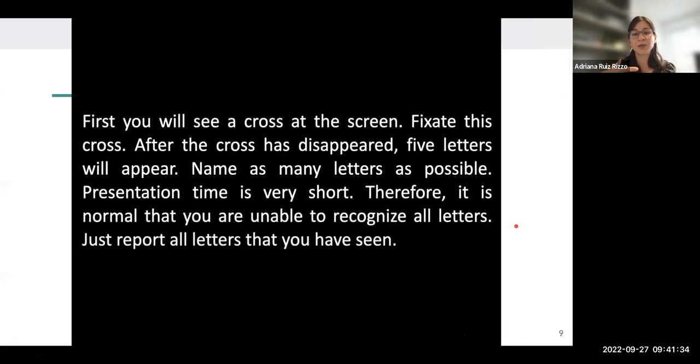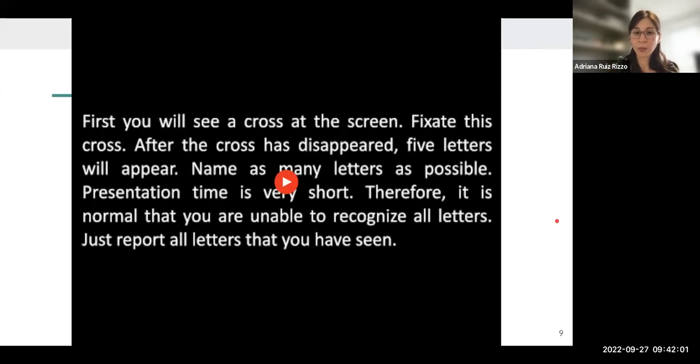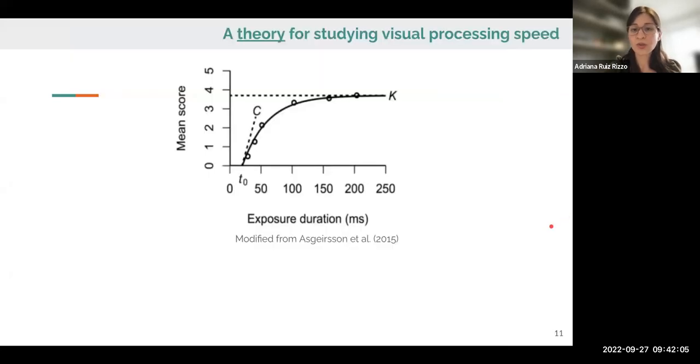So the idea is that we present these letters under different durations, and then we ask the participants to report all letters, but we don't place any emphasis on speed or order of report. Again, this was slow, and this was faster. So we do this over and over again to obtain different measures of performance, which we then use in the theory of visual attention model.